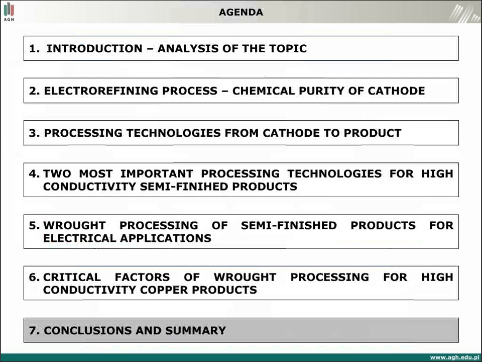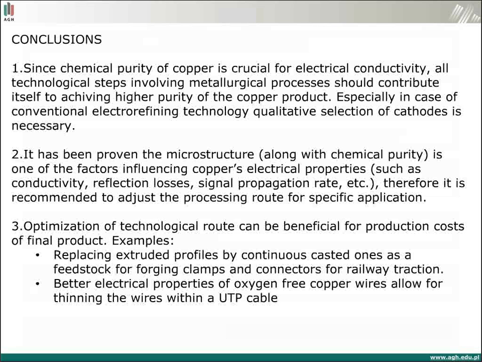To sum up, I move to conclusions. Since chemical purity of copper is crucial for electrical conductivity, all technological steps involving metallurgical processes should contribute to achieving higher purity of the copper product. Especially in the case of conventional electrorefining technology, qualitative selection of cathodes is necessary. It has been proven that the microstructure, along with chemical purity, is one of the factors influencing copper's electrical properties, such as conductivity, reflection losses, and signal propagation rate.